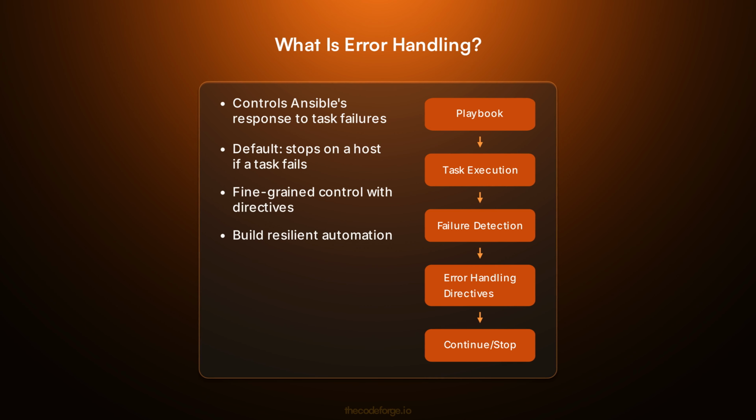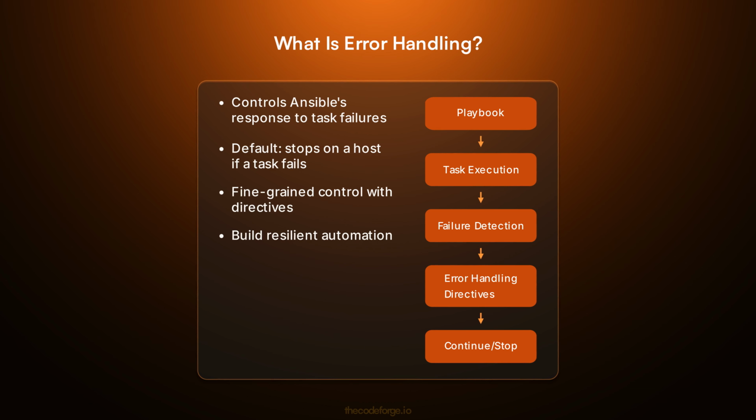Ansible error handling refers to the mechanisms that control how Ansible responds when a task fails or returns an unexpected status. By default, Ansible stops executing tasks on a host if any task fails. But production playbooks need fine-grained control. You might want to ignore certain failures, define custom failure conditions based on command output, or override the changed status.